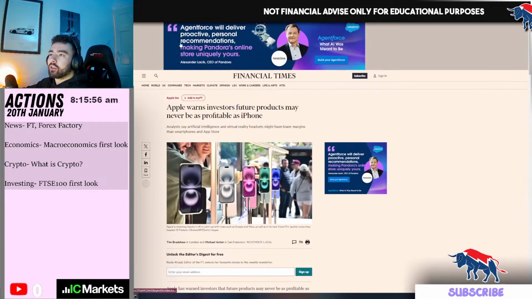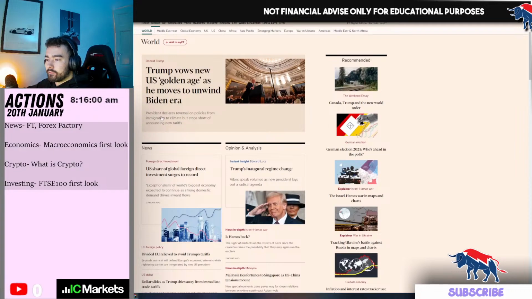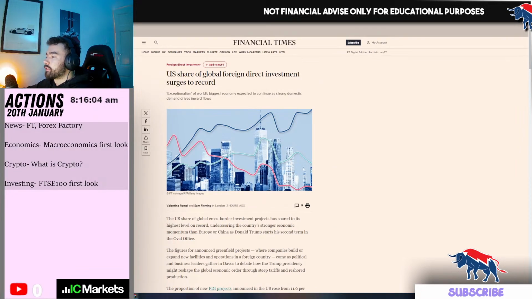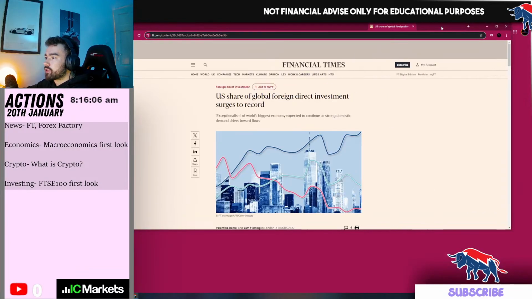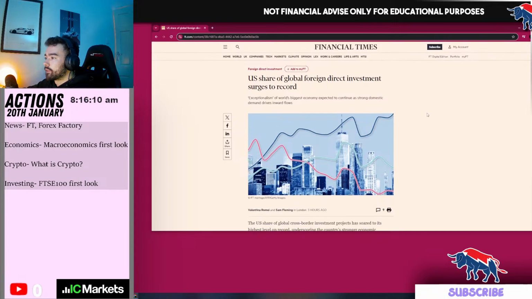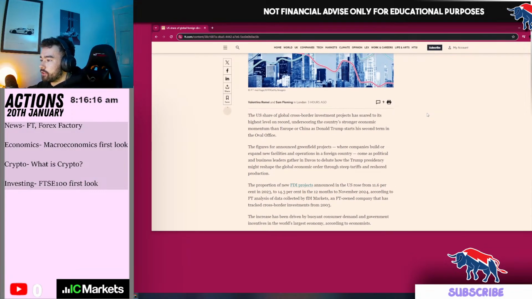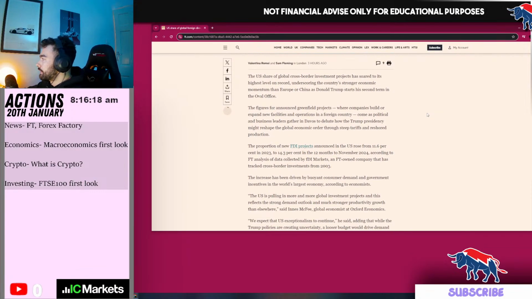Right, let's have a look at a couple more articles. Wow, so look at this. US share of global foreign direct investment surges to record. Wow. I wish our government did this. God dang it. But unfortunately, the UK is backwards and I won't be here for very long.